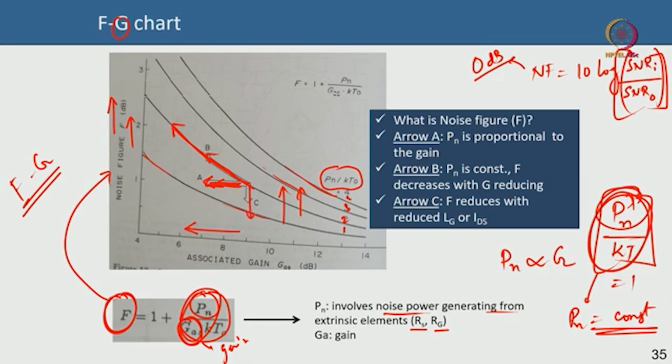And C, this is basically if you reduce the gate length or change the channel material to increase the velocity, then with reducing LG or increasing IDS, you are going to get a better or lower noise figure. So, this is what it means.